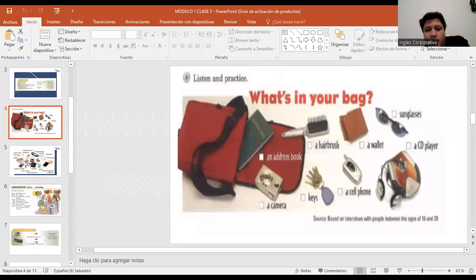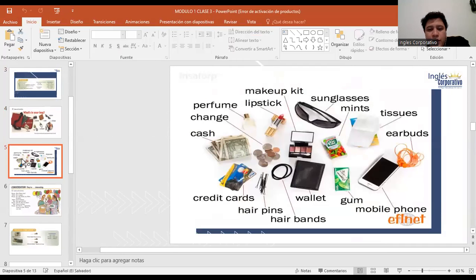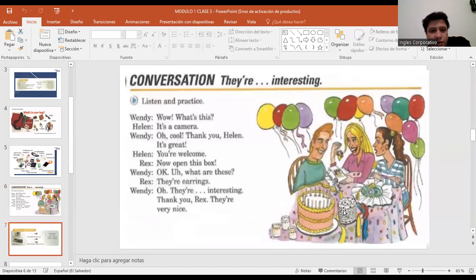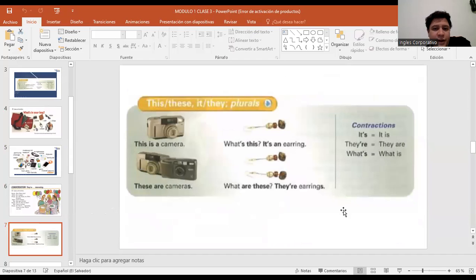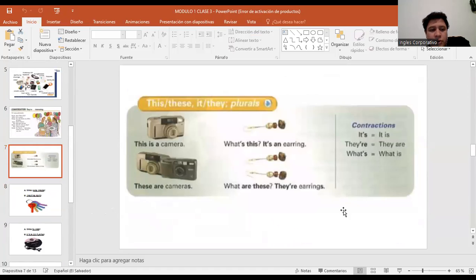Do you remember this topic that we saw? So what's in your bag, right? So you remember keys, cell phone, wallet, sunglasses. You know, this is a vocabulary that we learned, right? So makeup kit, sunglasses, mints, tissues. So we have cash, change, credit cards. You see, guys, we saw this vocabulary. Do you remember this new vocabulary that we saw? So perfect, guys. So in this case, we are going to discuss again about these, okay, in plurals, okay?